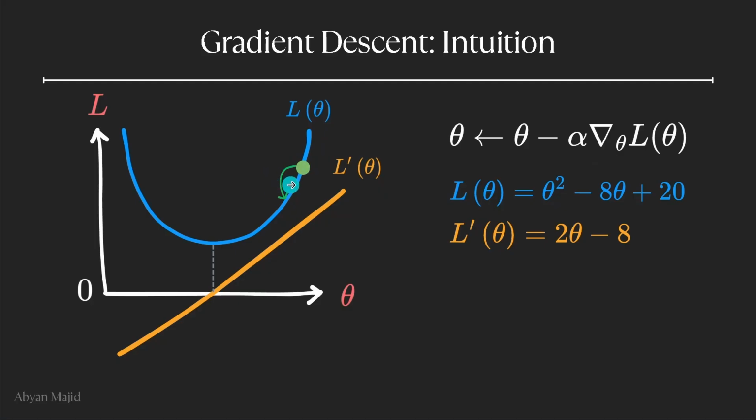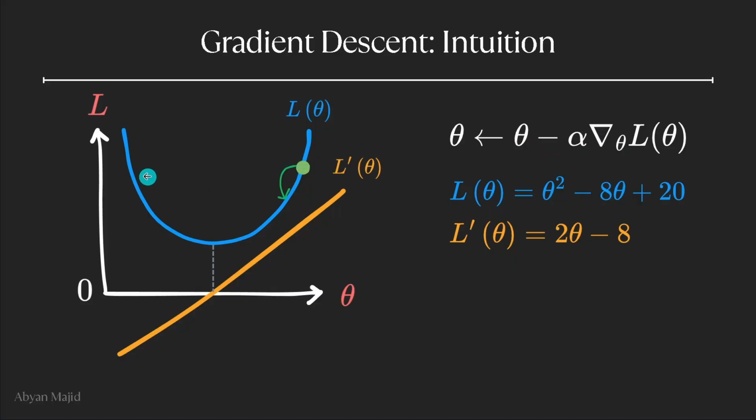But why does this work? How do we know where to move? Why are we moving towards the right direction? And why aren't we moving towards the right here? Well, because at this point, the gradient is positive, as you can see here. And so we'll be subtracting from our theta, which is positive, a positive gradient scaled by some learning rate. So theta will be smaller, and so we'll be going to the left.